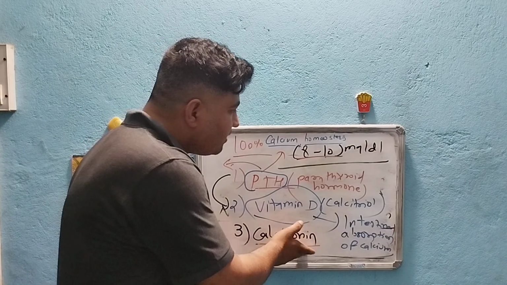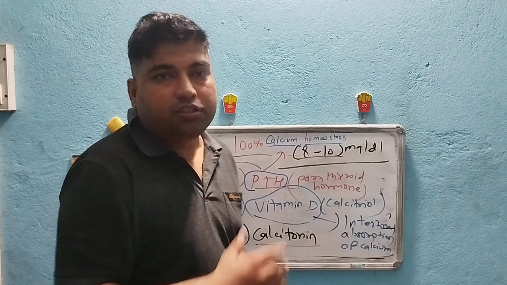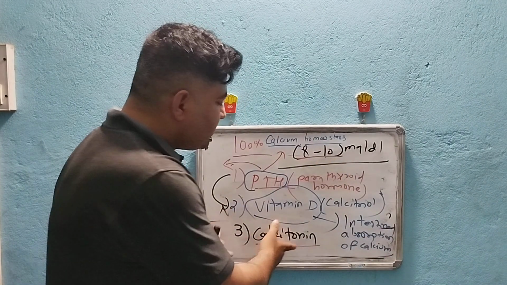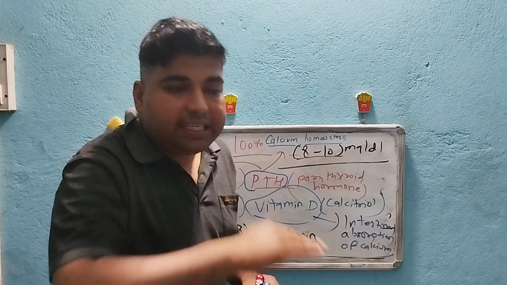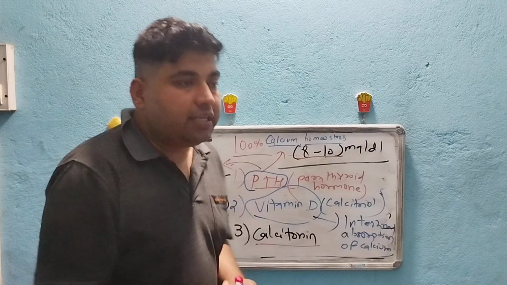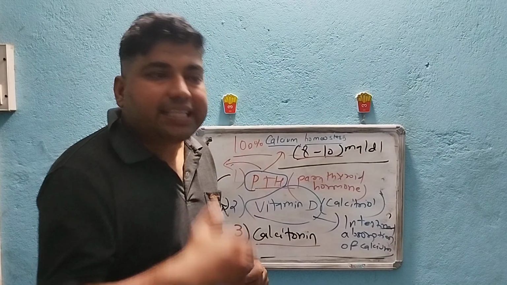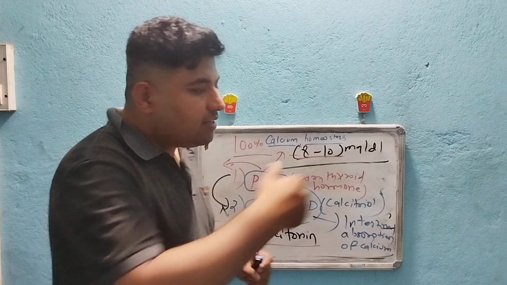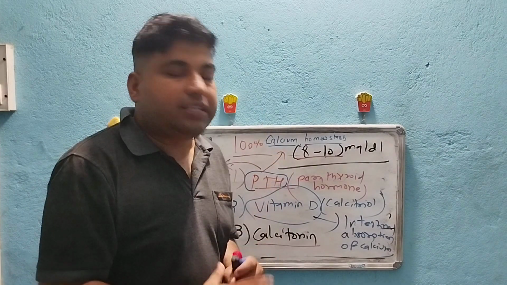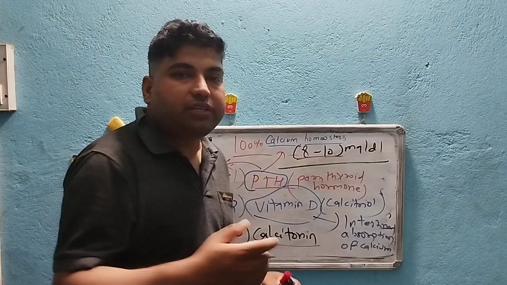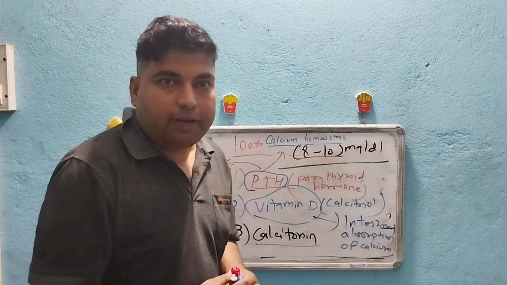That means when the calcium level goes beyond the optimal range, calcitonin is released and it inhibits all those activities that tend to increase calcium in the blood. For example, it decreases calcium absorption, and it also decreases the osteoclast activity that releases calcium ions into the blood.